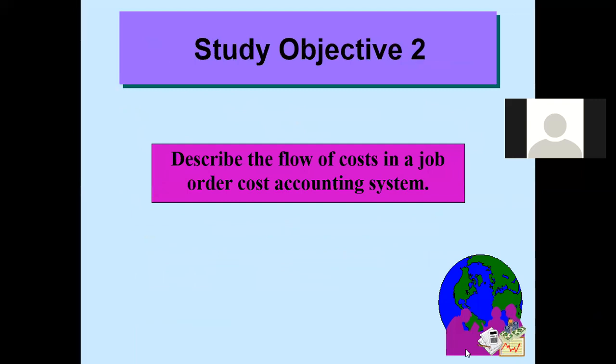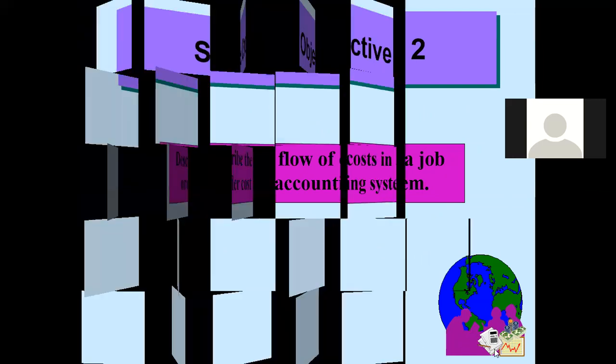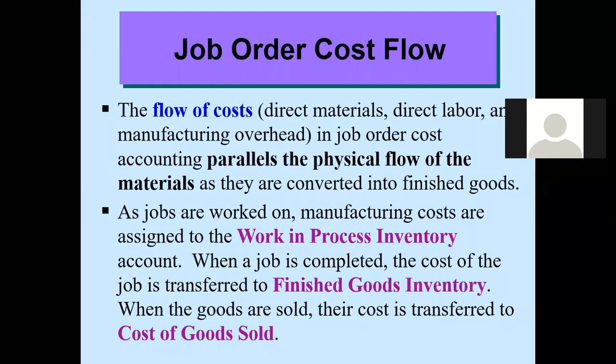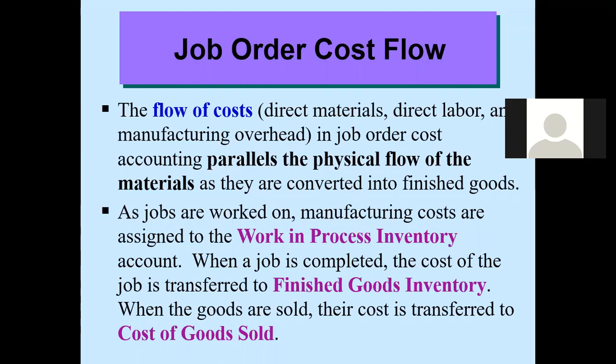Okay. Number two is basically to describe the cost flow in a job order costing system. All right. Why do we need to have the job order cost flow? I think I discussed already, di ba? Your direct materials, your direct labor and overhead in a job order costing system will be converted into the finished product. Okay?